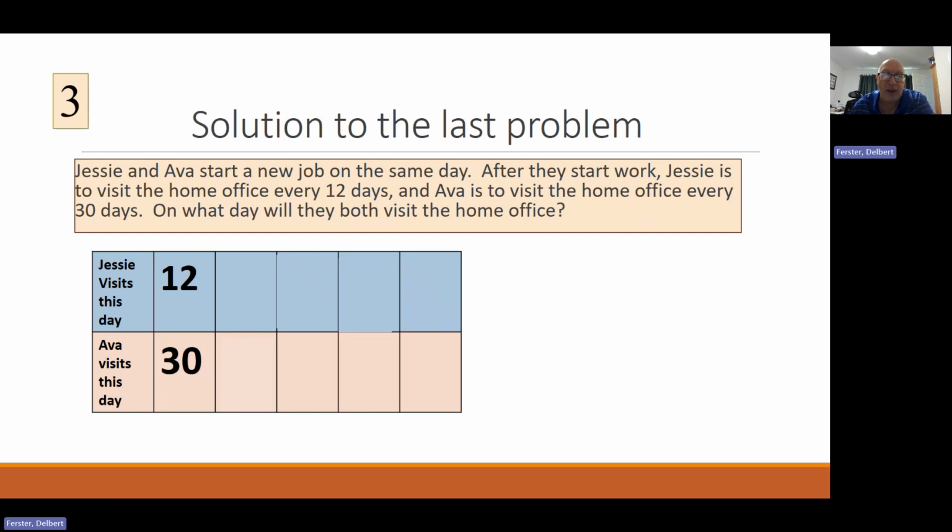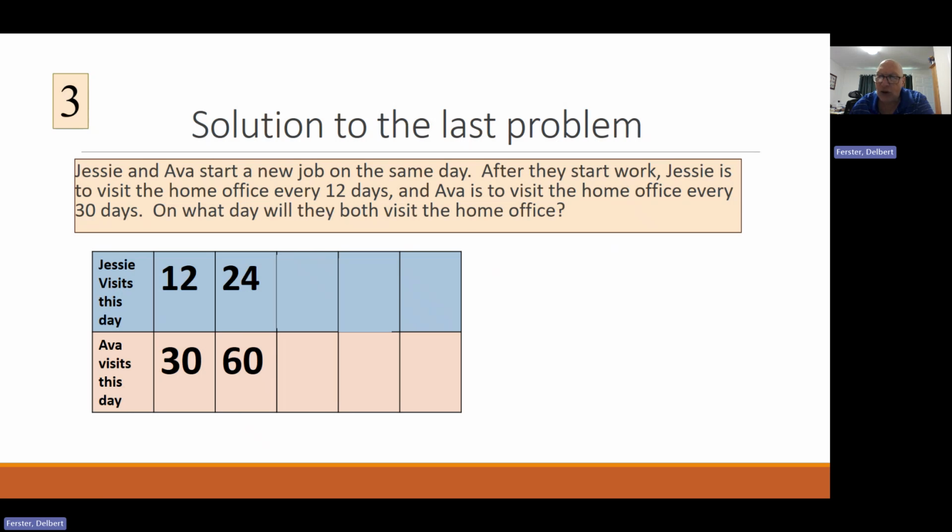Looks like we sneaked Ava in there on day 30. And here comes Jesse again on 24. And again, if 24 would have appeared in both of those chains of numbers, we'd be finished. But it looks like Ava's not going to be there on day 24. So the first day she's there is on day 30. So what I chose to do on this chart was just go ahead and run one more in for Ava. So she shows up again on day 60.